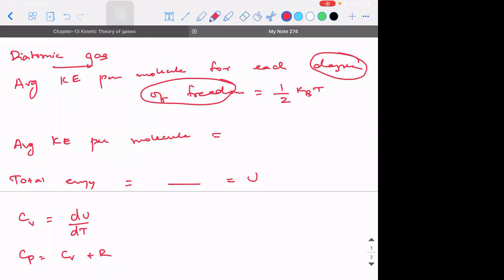Now recollect, it's a diatomic gas. For diatomic gas, what will be the average kinetic energy per molecule? How many degrees of freedom does it have? 5, sir. So it will be 5 by 2 into Kb into T.